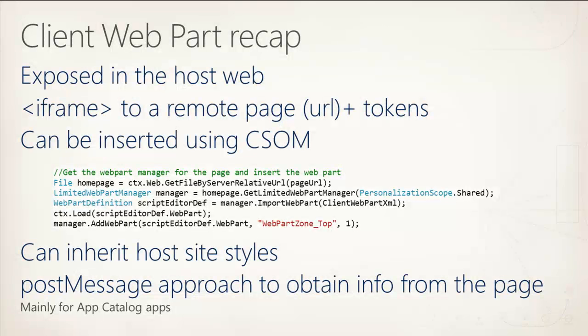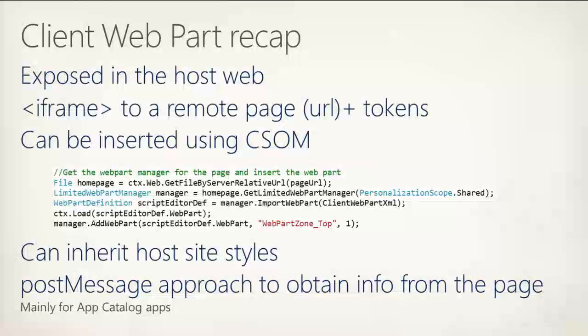The page receives a bunch of tokens, one of which is the context token that allows it to talk back to SharePoint. It can be inserted using CSOM, and this is the same way you would insert regular web parts using CSOM in 2010. One of the things I didn't get to mention is you can inherit the site styles, even though it's an iframe and a page hosted in a different page. The code that gets added automatically with Visual Studio will make that iframe look and inherit the styles of your site. So if you have a theme site, the web part will look and follow the theme of that site.